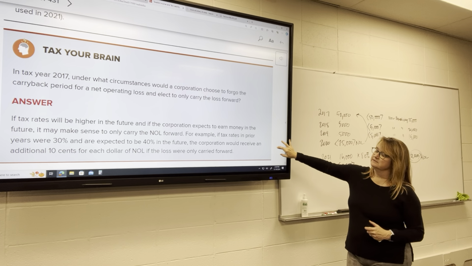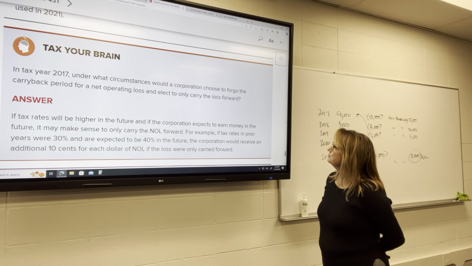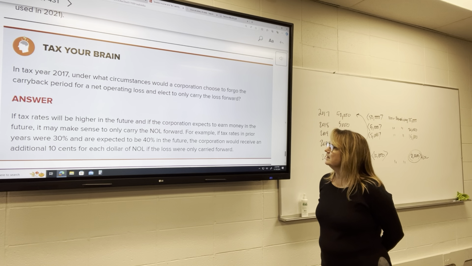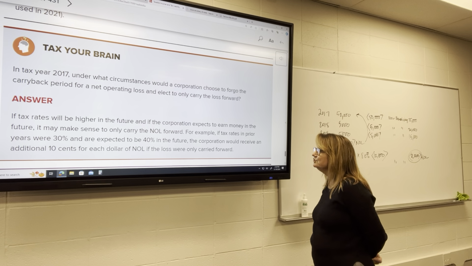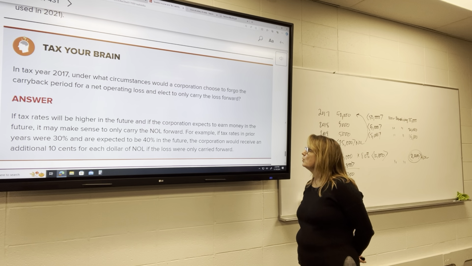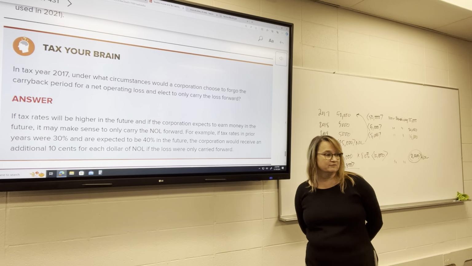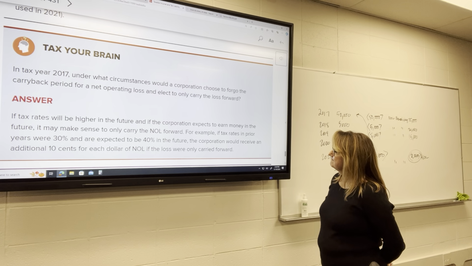So it's just kind of an interesting observation. So under what circumstances would a corporation choose to forego the carryback for an NOL and elect to only carry the loss forward? So if they think that tax rates are going to be higher in the future, or they expect to earn more money in the future, it may make sense to carry it forward. So if they've got a crystal ball and they know what's going to happen, right?